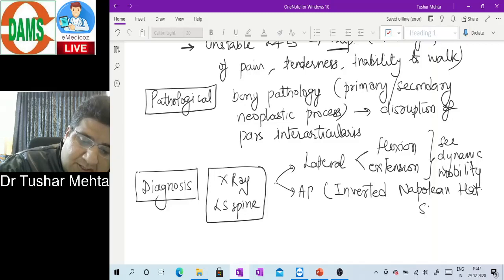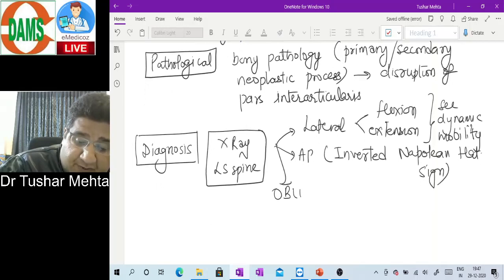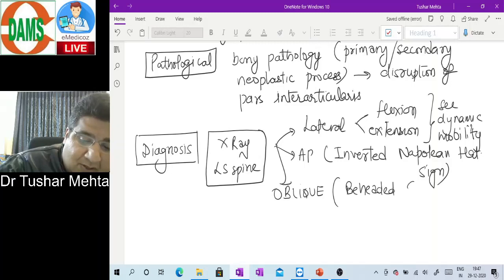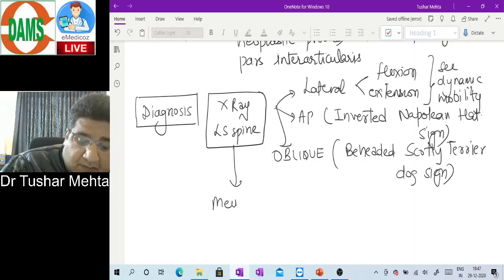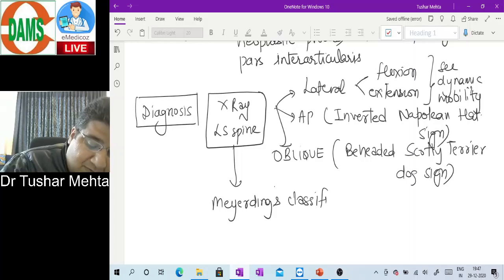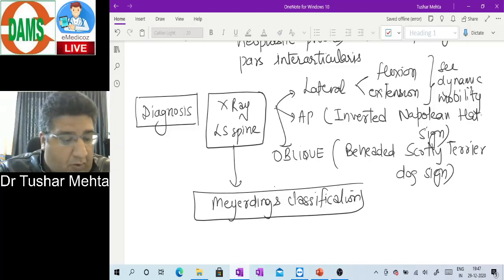Then you ask for an oblique view. Certainly, in that oblique view, again you see something very interesting: the Scotty dog sign. But apart from that, there is one more very important thing, which is what is called Meyerding's classification. Why am I saying Meyerding's classification? Because it is Meyerding's classification with which you are going to operate that person. And don't worry, I'll make it simple for you.